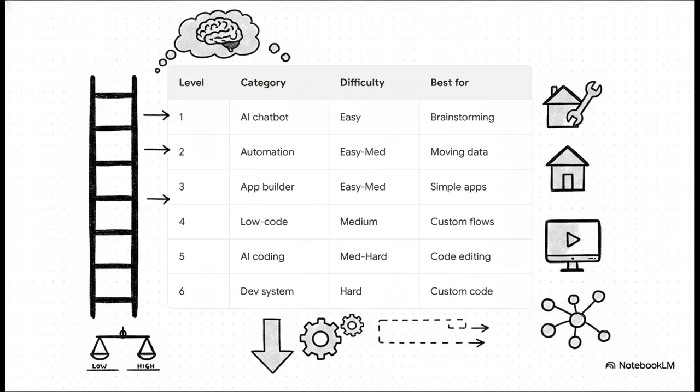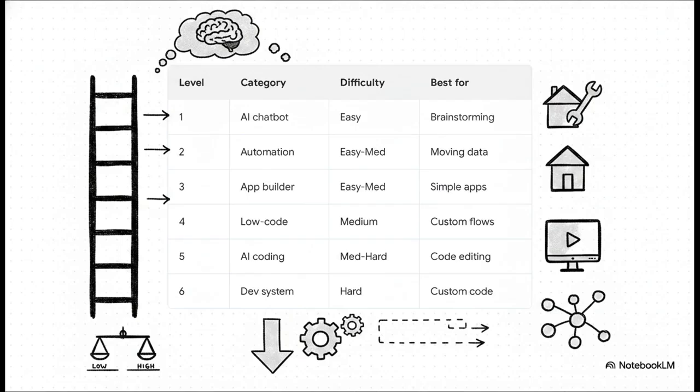Level 2 steps up a bit to workflow automation, which is simply moving data from point A to point B. Level 3 brings in no-code app builders for straightforward portals. Level 4 gets into low-code platforms for custom business apps. Level 5 introduces AI coding assistants, and this is medium hard because you're dealing with real code. And finally, Level 6 is a full developer-built system.